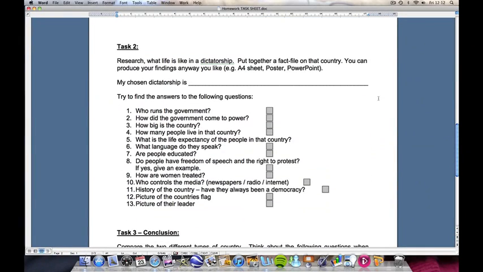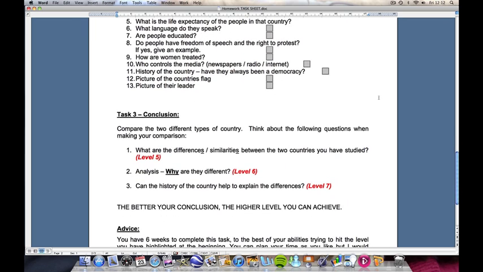Task 2 requires the students to complete the same activity but for the dictatorship, working through the same prompts so they can compare as they go. Finally, task 3 has the students concluding their comparison of the two countries. What are the differences and similarities between the two countries you've studied? And I would urge students to consider both.